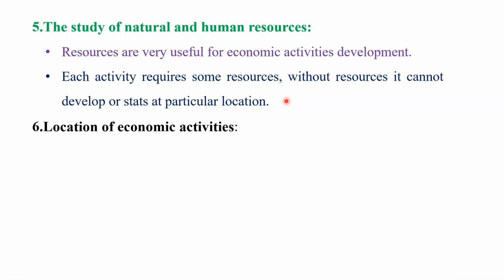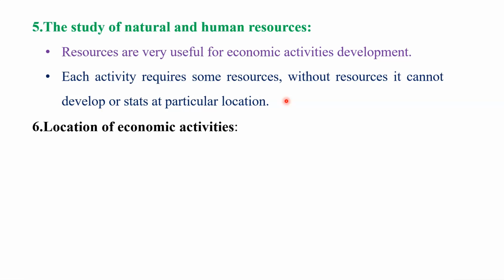Suppose any region has coal as a resource, and then we have iron resources, and other types of resources, the minerals are available, then definitely industries like iron and steel are going to flourish. It means, if the mineral resources are available in a particular area, then definitely the mining activity will be developed, and industrialization will be developed in that area.